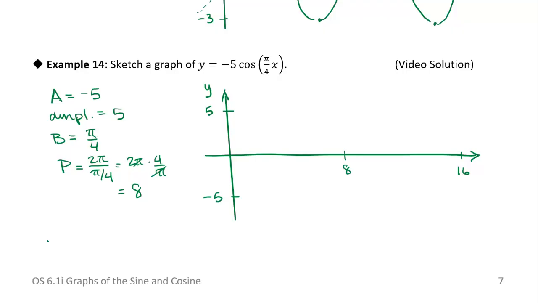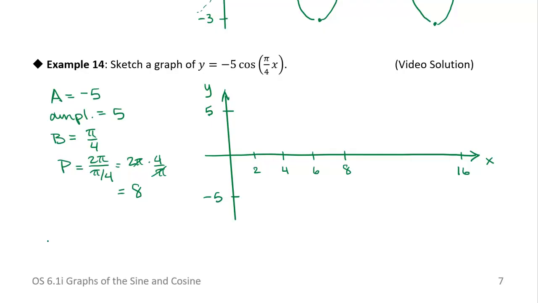Okay, I'm just going to start with the first period that goes between x equals 0 to x equals 8. Right, this is my x-axis. So I'm going to break the period into 4 equal parts. So break it in half, and then break the halves in half. So 2, and then we have 6. Okay, that's going to be 1 period.